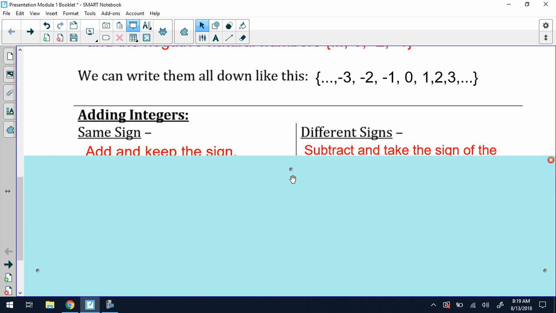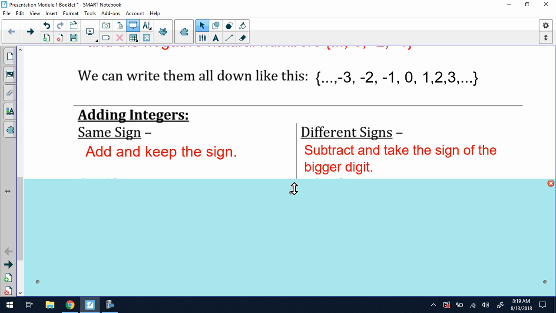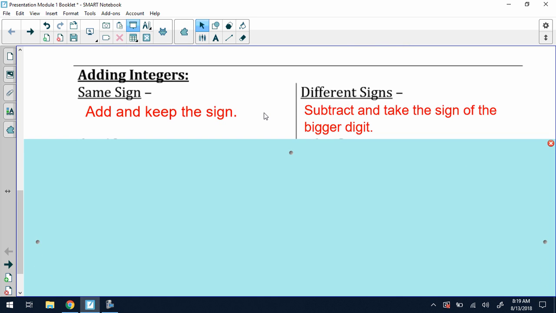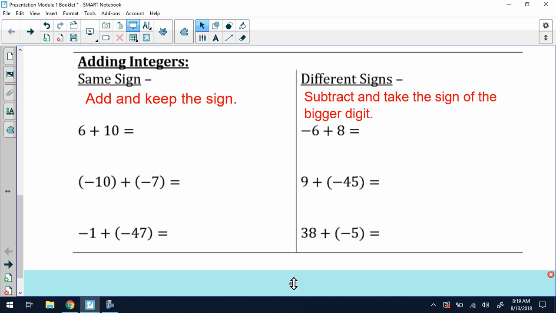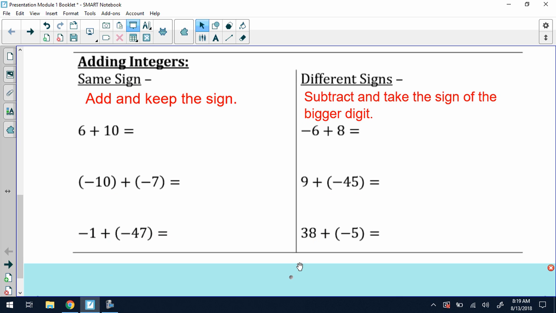To add integers, we basically have two different things that can happen. We're either going to add them and they have the same sign, or we're going to add them and they're going to have different signs. Let's start with adding the same sign. This is what we did with our algebra tiles in class. Adding with the same sign is very simple. All you do is add and keep the sign.